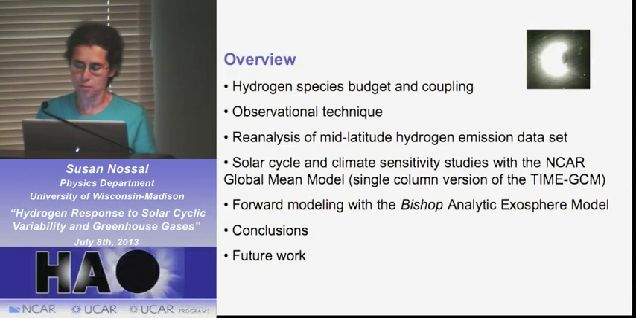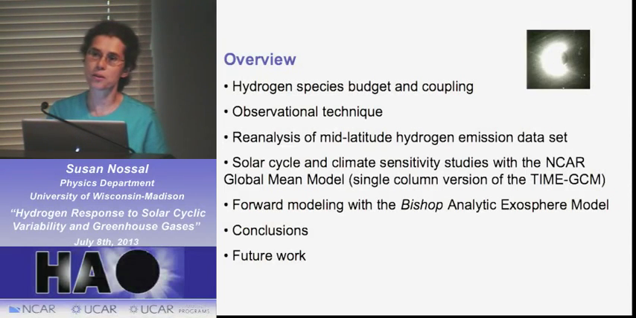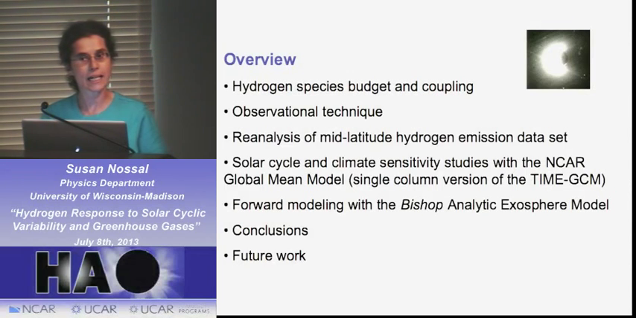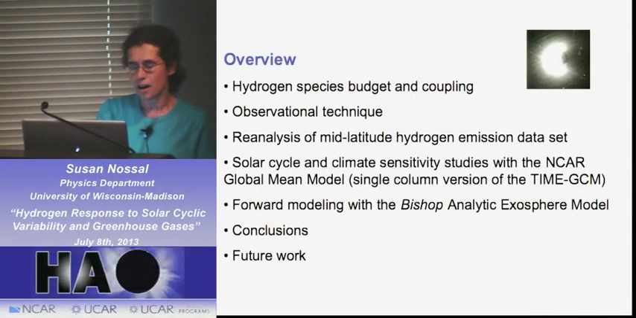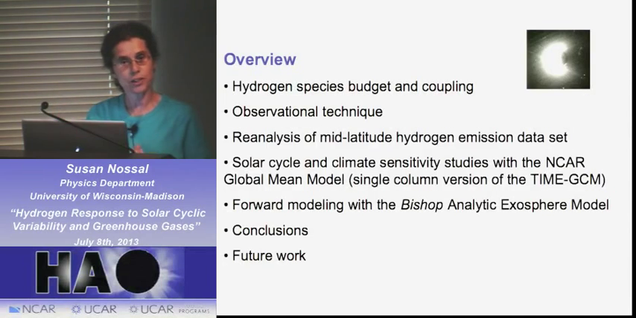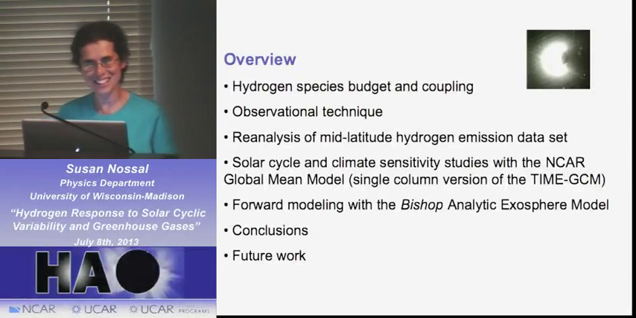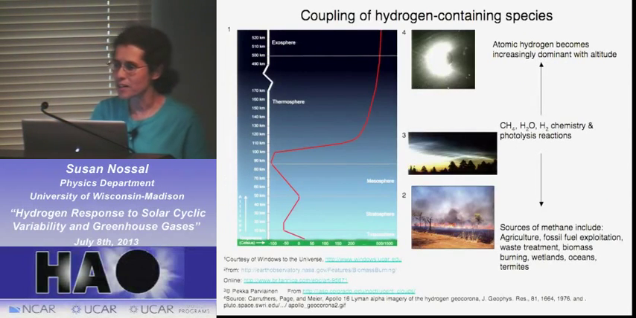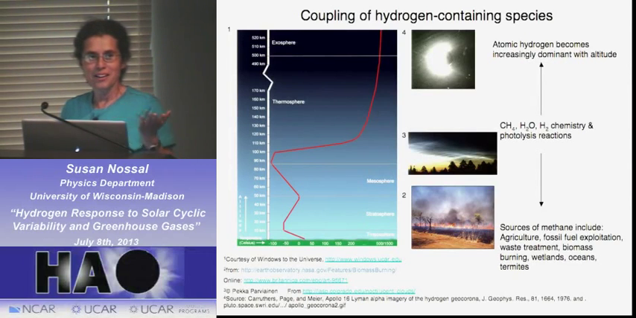And then also a way to try to link observations with models by using a forward model technique that utilizes a code that our late colleague James Bishop wrote, which is a radiative transfer code that's used to calculate intensities that would be observed from the ground or from space. This forward modeling also uses an analytic exospheric model that he wrote that extends the thermosphere into the exosphere. So I'll talk a little bit about the model and then some conclusions and future work. And please ask questions or tell me if there's some changes that you see or things that we should take into account.